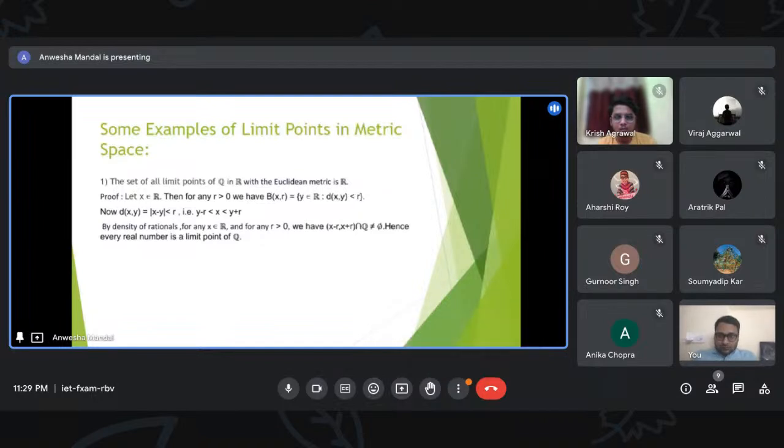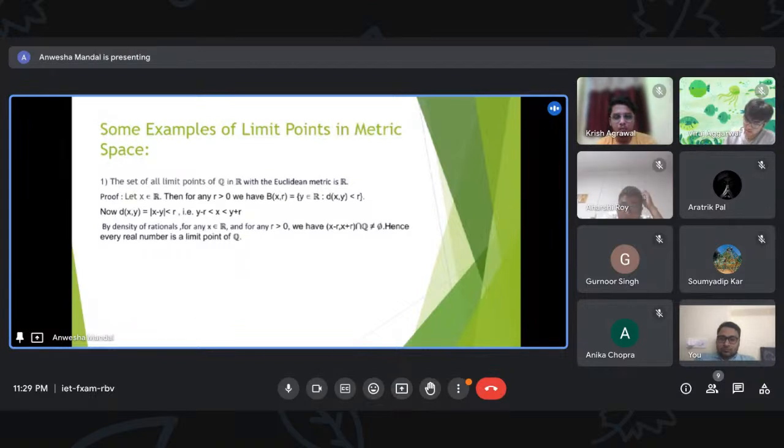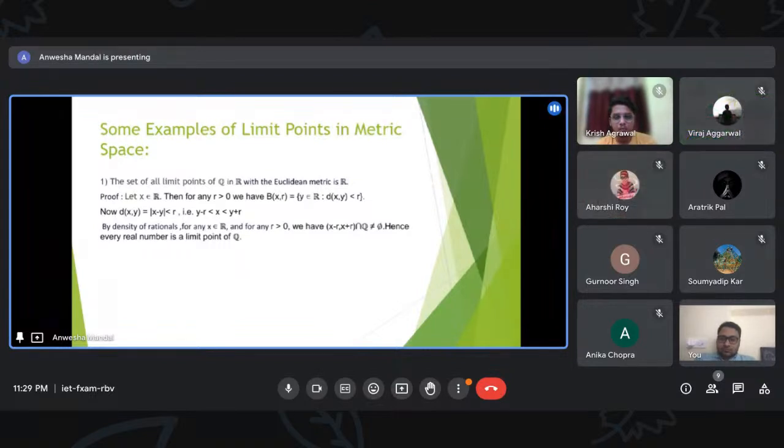Examples of limit points in a metric space. The set of all limit points of Q in R with the Euclidean metric is R. The proof is: if we take an element x from R, then for any r greater than 0, the open ball B(x, r) is equal to every element y such that the distance d(x, y) is less than r. Now, what is the distance function? That is the modulus of x minus y, such that |x - y| is less than r. What does it mean? That means that y lies between x minus r and x plus r.